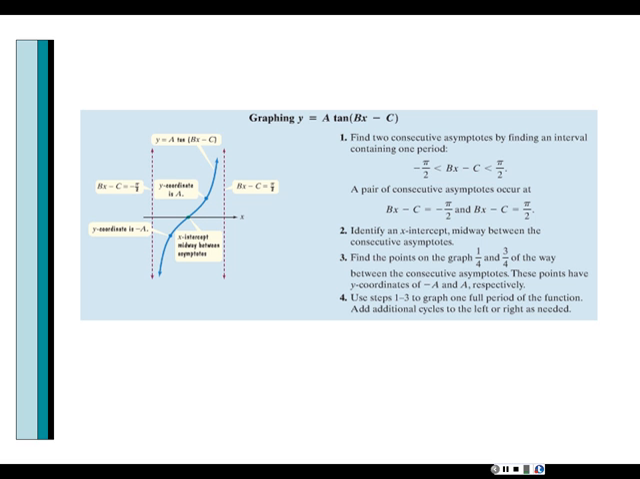So now you have 2 points, and then what you can do is you again use steps 1 to 3 to graph one full period of the function, and add additional cycles to the left or right as needed. So we don't need any additional cycles at this point because we are just trying to draw the basic graph, which is here. Okay.